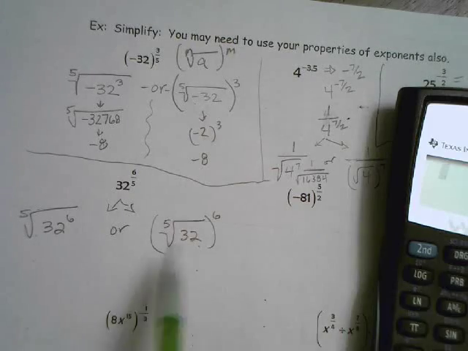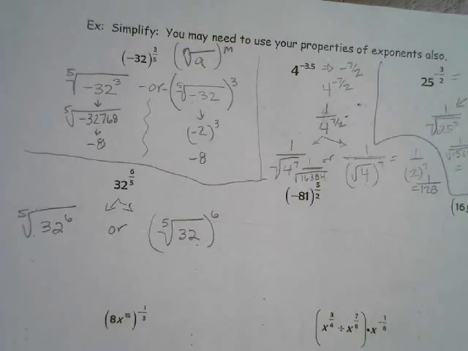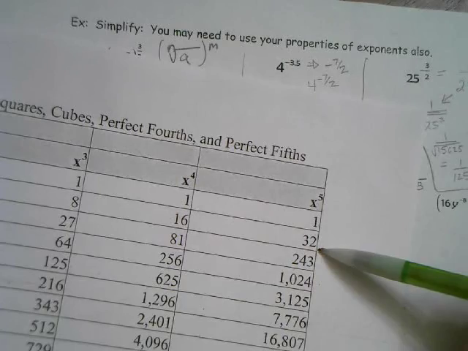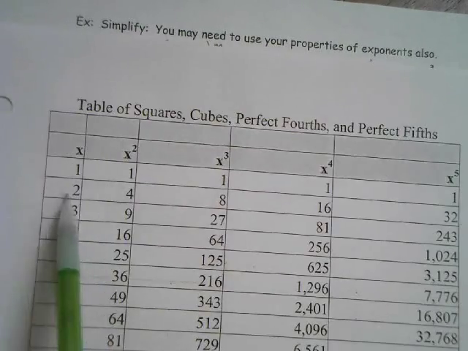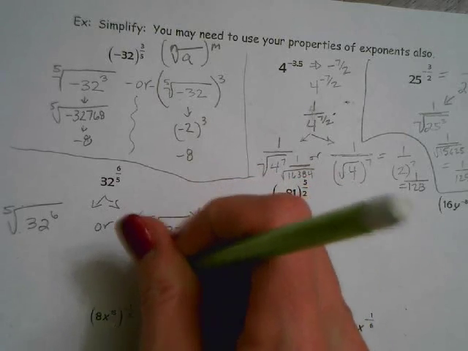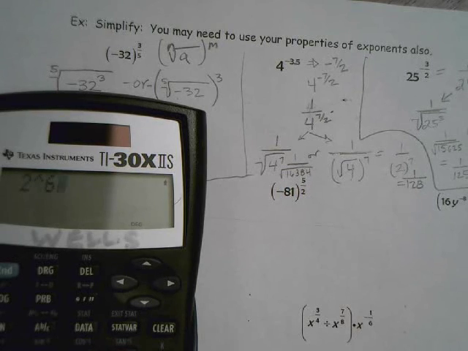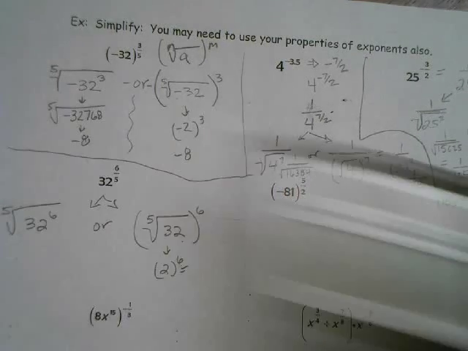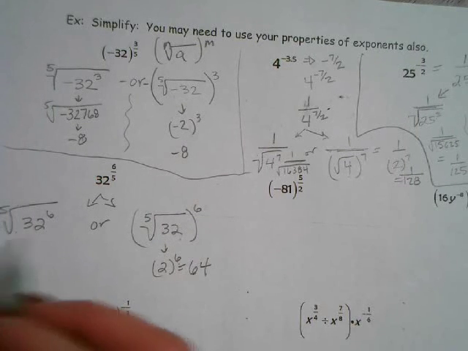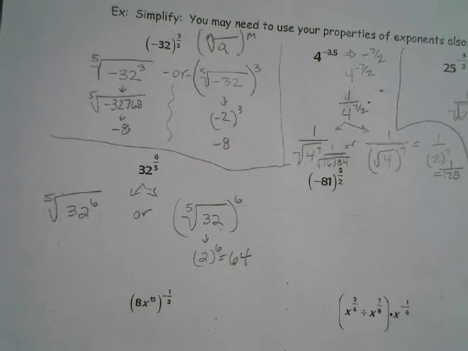Or, if I do it this way, I take the 5th root of 32, which if you look at your sheet, I would see if that exists, and it does. And the 5th root of 32 is 2. So I'm just going to write 2. This becomes 2, and that's raised to the 6th power. Okay? And then 2 raised to the 6th power is 64. So this becomes 64. If I took this very large number and took the 5th root of it, it would also be 64. So I think you can see how one might be a little bit easier than the other.